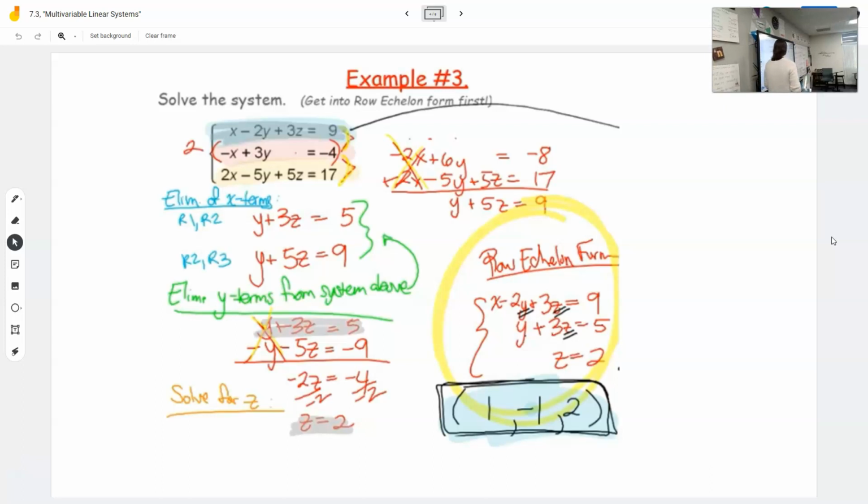Someone walk me through what's the very first step that you're trying to do? Eliminate the x terms from what? 1 and 2 and 2 and 3. I'm trying to get rid of all the x's. But to do that, I have to work in pairs. Elimination or substitution needs 2 at a time. I only have 3 equations. So I'm going to work with the first 2 and the second 2.